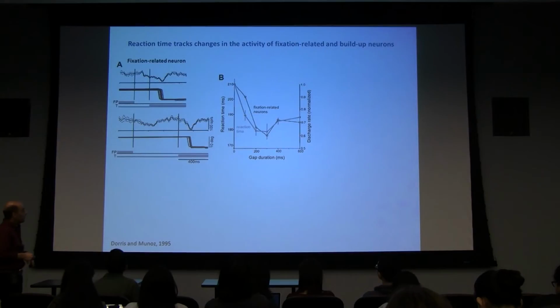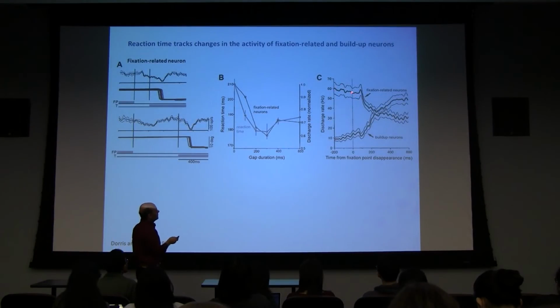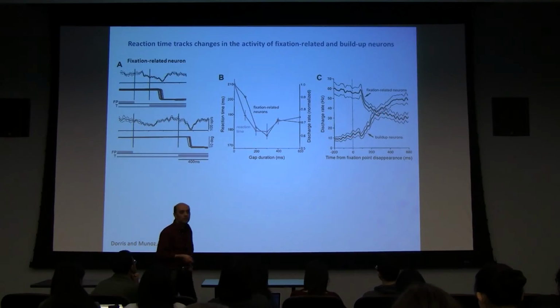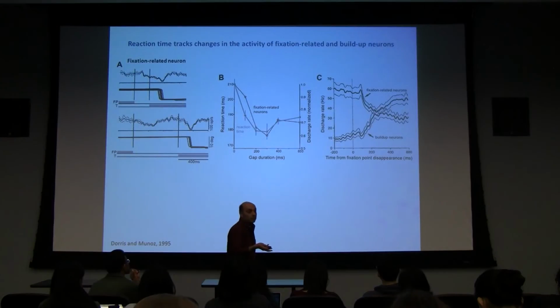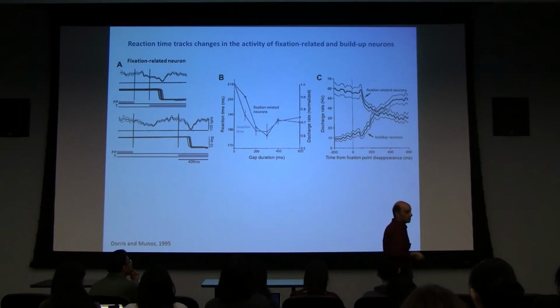All right. So here's our summary. Before you make a movement, so here's when the fixation point disappears. What happens is that the activity in the hold area, the fixation-related neurons, falls. The activity in the build-up area rises. So these are two things that go on simultaneously, which then, at some point, the one goes to zero, the other one reaches a threshold, and then a movement takes place.